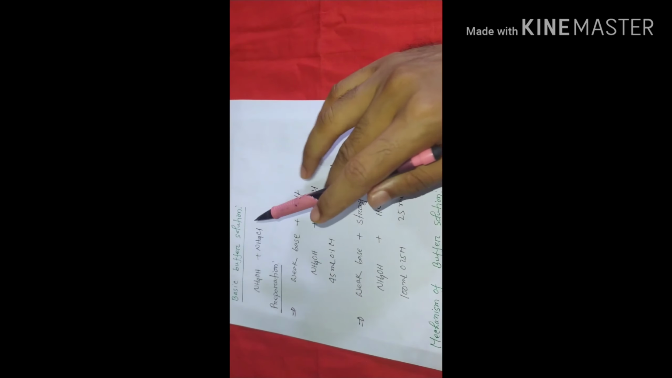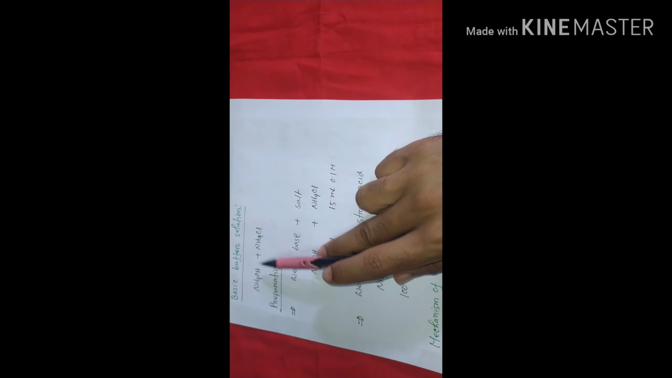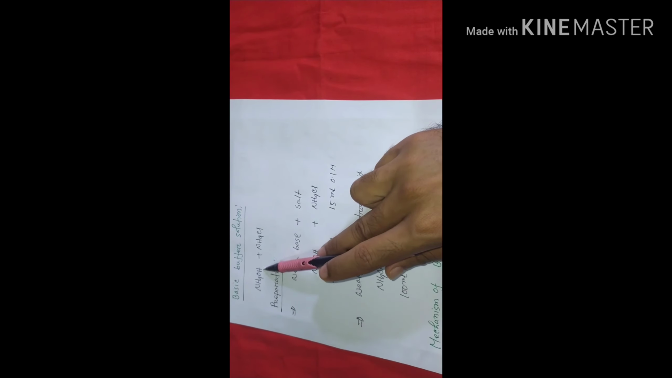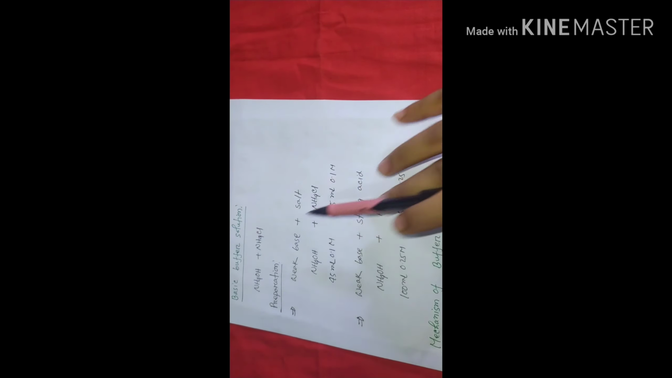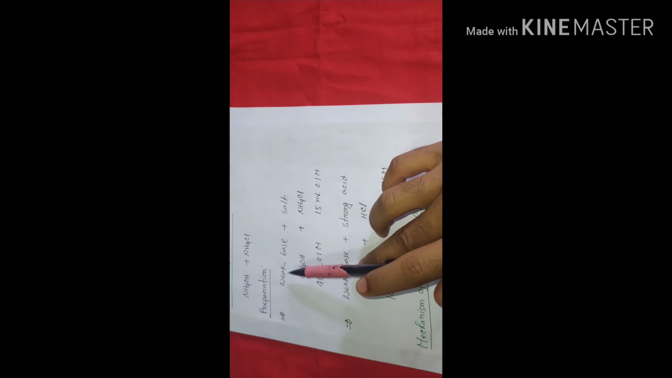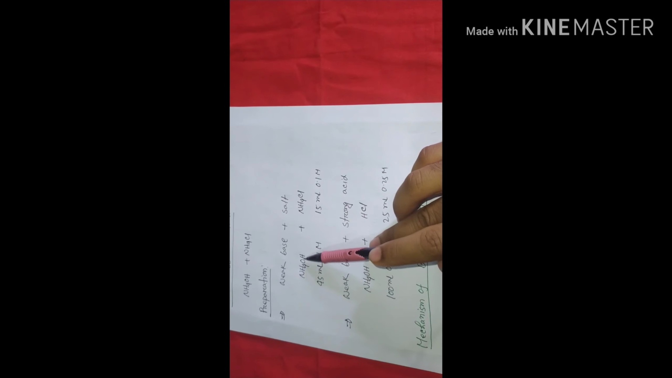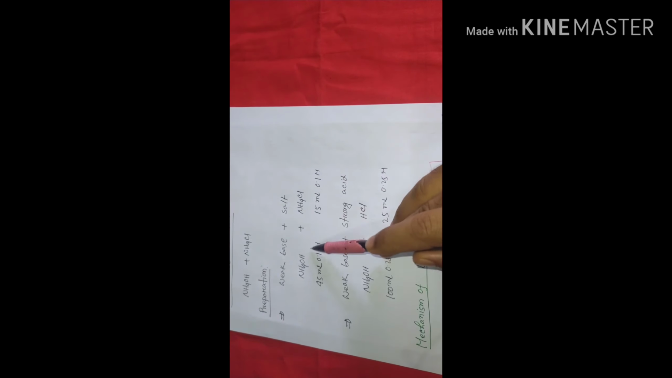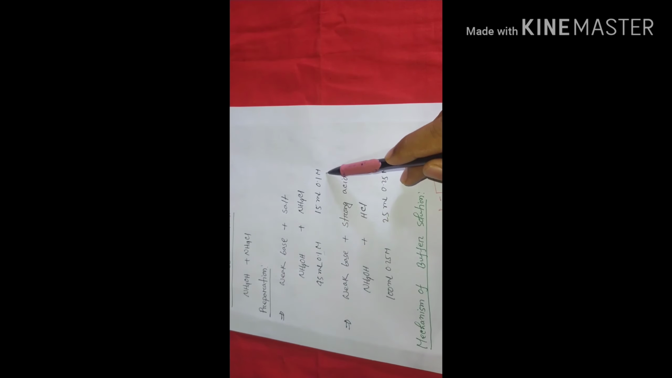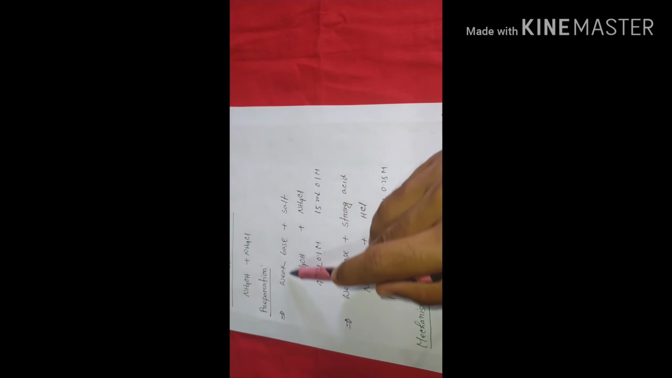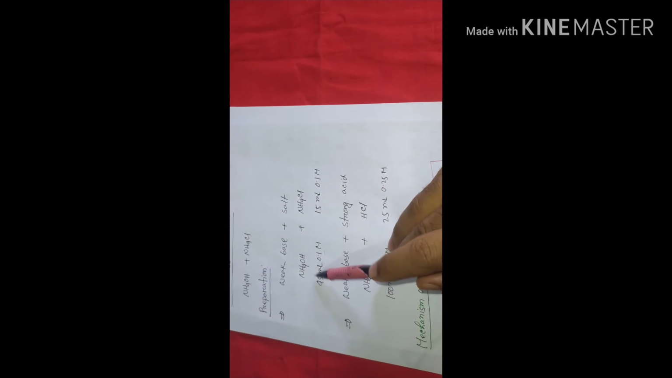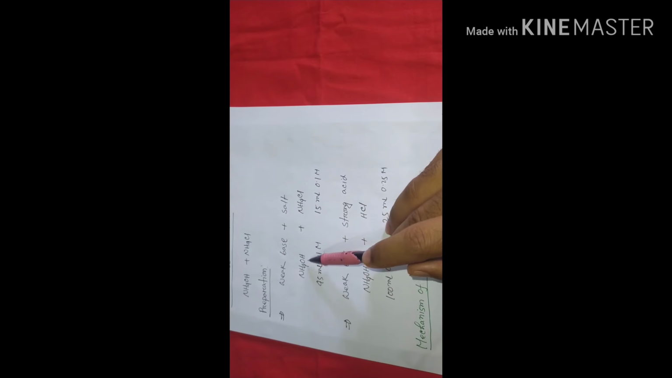A basic buffer solution is the same. You have to take a base and its salt. So I used ammonium hydroxide and its salt, ammonium chloride. If you want to prepare a basic buffer solution, you have to take a weak base and its salt, so ammonium hydroxide and ammonium chloride. These two have the same concentration and different volumes. So the higher volume of ammonium hydroxide indicates the basic buffer solution.